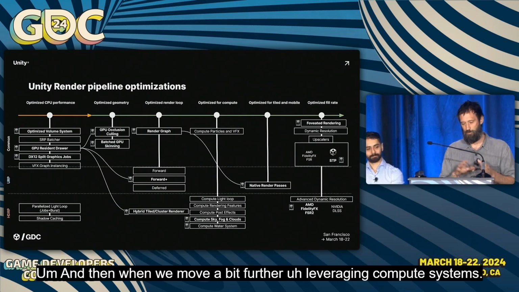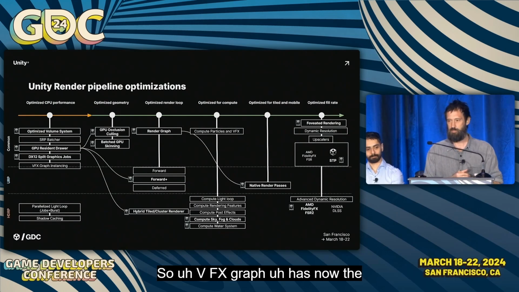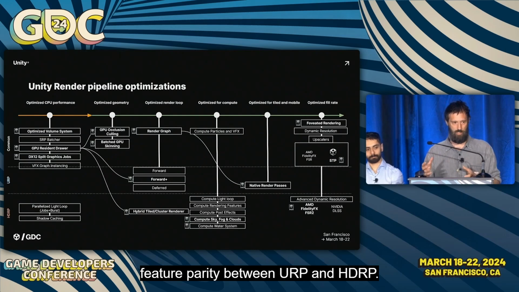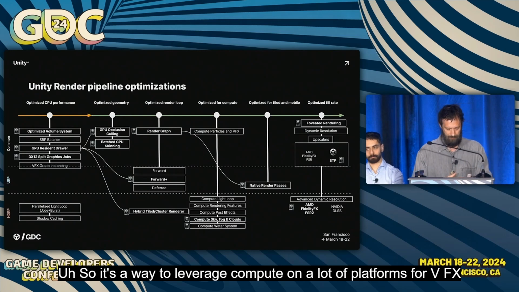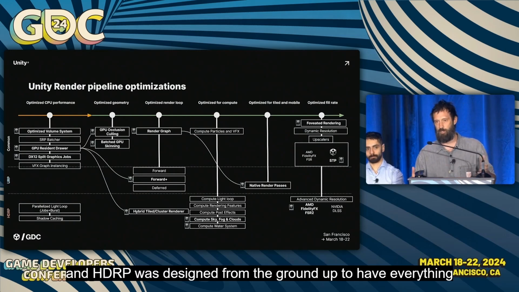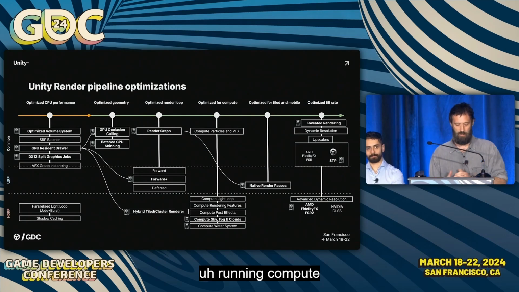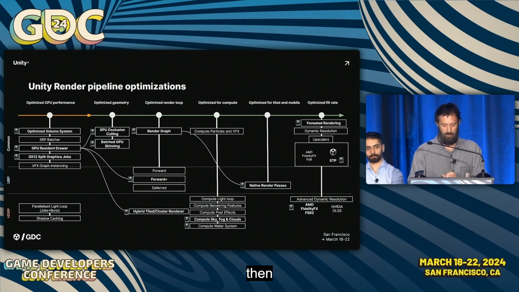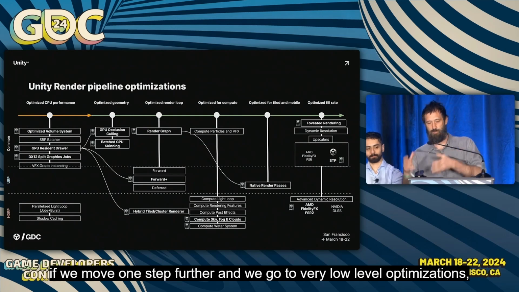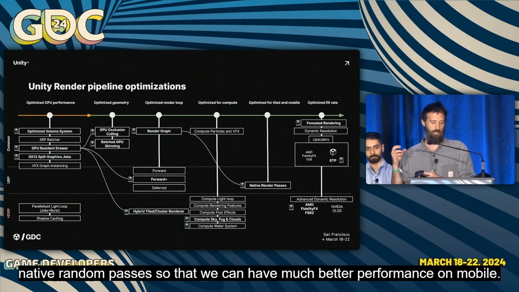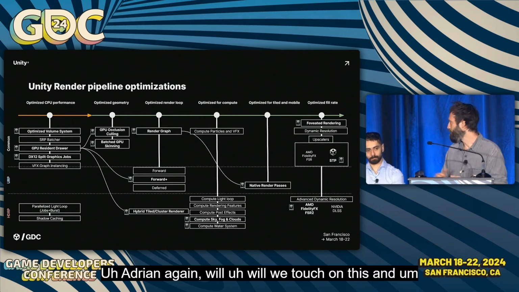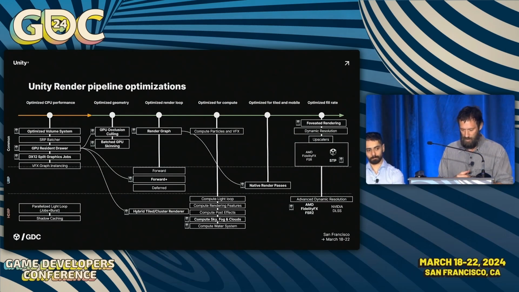And then when we move a bit further, leveraging compute systems, VFX Graph now has almost feature parity between URP and HDRP. So it's a way to leverage compute on a lot of platforms for VFX. And HDRP was designed from the ground up to have everything running in compute. Then, if we move one step further to very low-level optimizations, one advantage of Render Graph is to be able to leverage native render passes so that we can have much better performance on mobile. Adrien, again, will touch on this, and Damien as well.